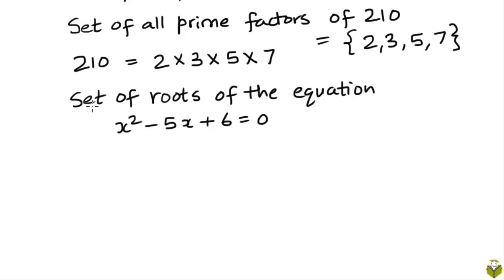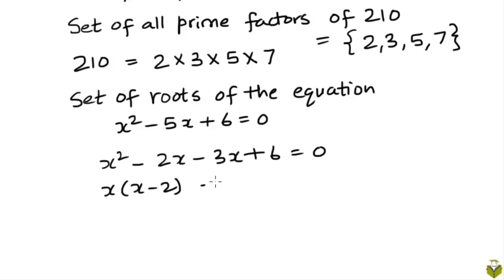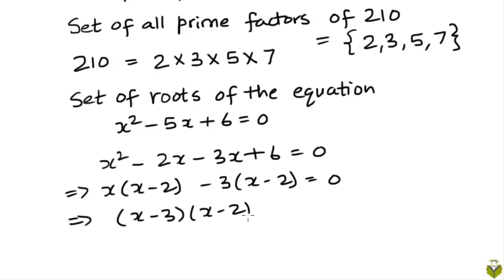You could define a set of roots of the equation x squared minus 5x plus 6 is 0. So you can solve this quadratic equation by splitting 5x into 2x and 3x. Then you can take x common and 3 common. So the quadratic equation can be written as (x minus 3) times (x minus 2) is equal to 0. And the two roots of this quadratic equation are 2 and 3.